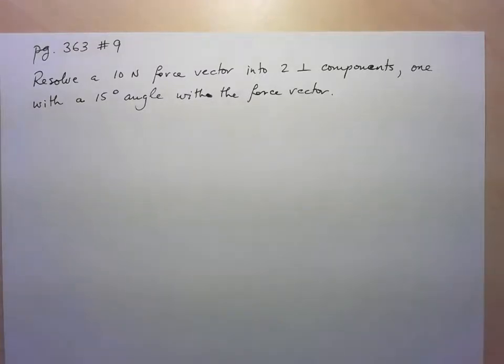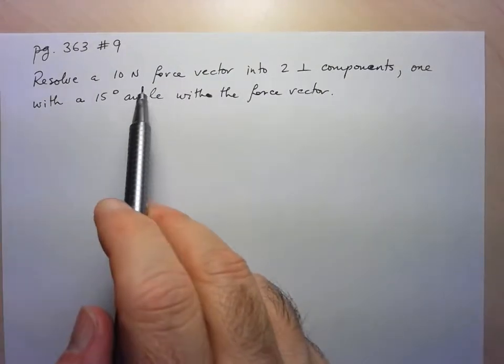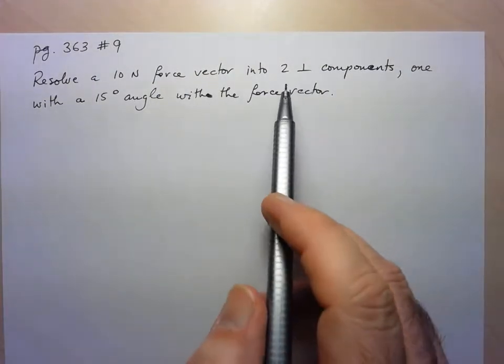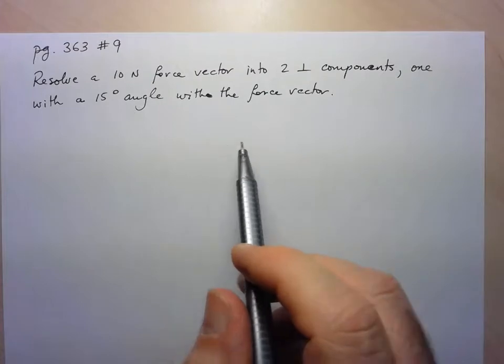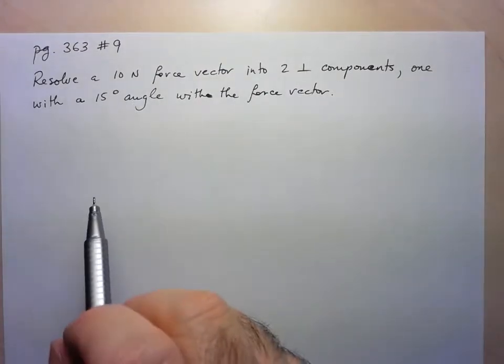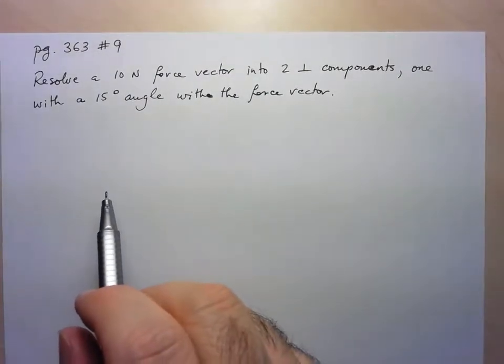Hi folks, we're going to take a look at number 9 from page 363. So here they want us to resolve a 10 Newton force vector into two perpendicular components. And one of these components has to make an angle of 15 degrees with that force vector. Okay, so let's understand what they're asking.